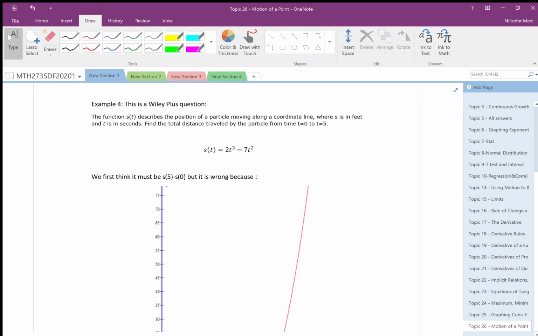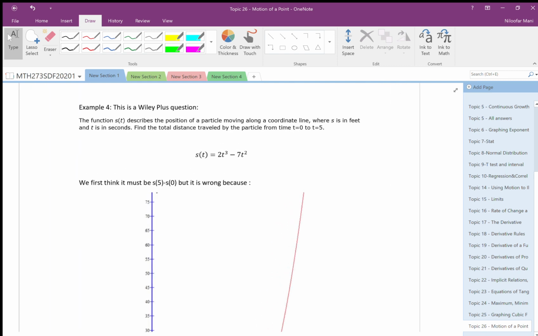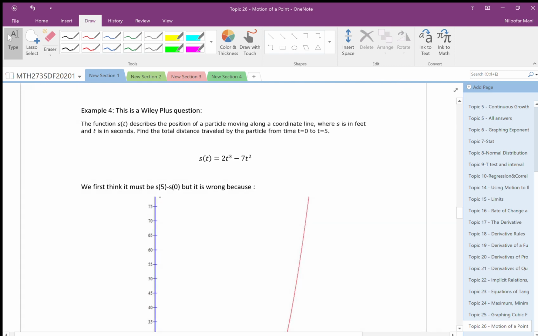Here, this is a Wiley Plus question that I wanted to explain. Actually, the question says this is the function of the motion. A particle is moving along, from 0 to 5 seconds. How much is it moving from 0 to 5 seconds? A student used to do this when they wanted to calculate: s5 minus s0. But it's not like that. I have to see the motion, I have to see the function, how it's moving, how it's changing. So we first think about this, but it's wrong.